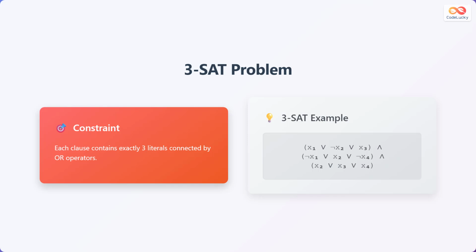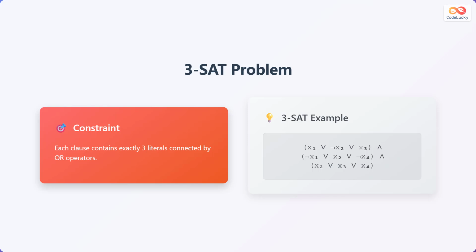Now let's focus on the 3 SAT problem, which is a special case of the SAT problem. The key constraint in 3 SAT is that each clause must contain exactly 3 literals connected by or operators. A literal is either a variable or its negation. For example, consider the following 3 SAT formula.